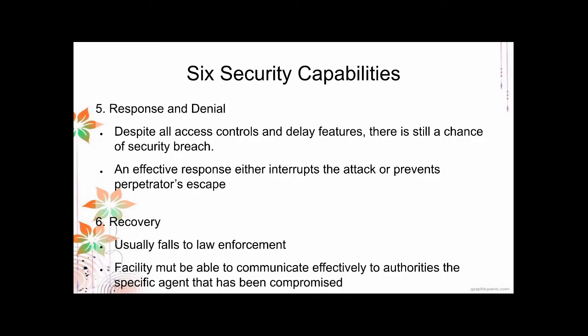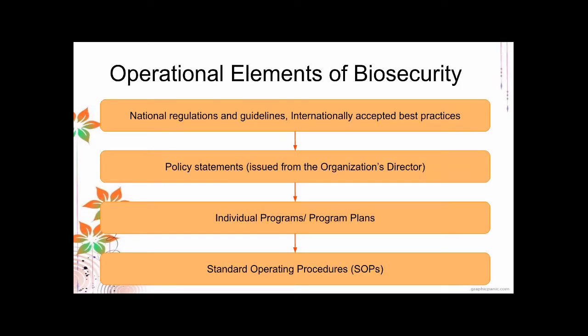And recovery. So if something already happens, you need to actually do a recovery. You need to recover that agent. Usually, in a laboratory breach, you need to call, of course, the police. So the facility must be able to communicate effectively to authorities the specific agent that has been compromised, or even if it's a natural disaster, for example, a fire broke out, you need to tell the proper authorities that this laboratory is housing, say, an infectious agent that was released because of the fire. So what should be done? So that the local government will be able to know and will be able to help you mitigate the risk. So that's for the physical element.